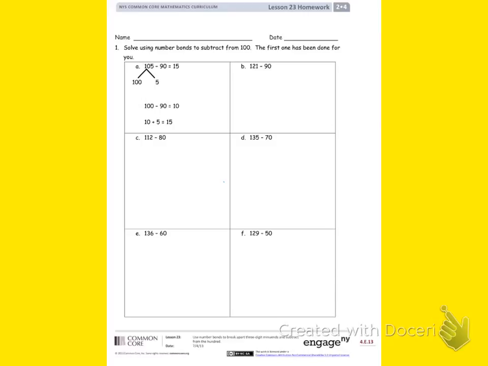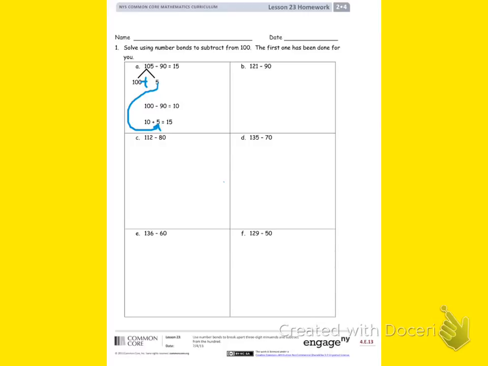As you can see, the example shows that the number 105 has been decomposed to be the same as 100 plus 5, and then the problem continues on with minus 90. The next step shows that they took the 100 and subtracted 90 from it to get 10. Then they took that 10 and added the 5 right here. 10 plus 5 is 15. And this is how they got the answer 15.